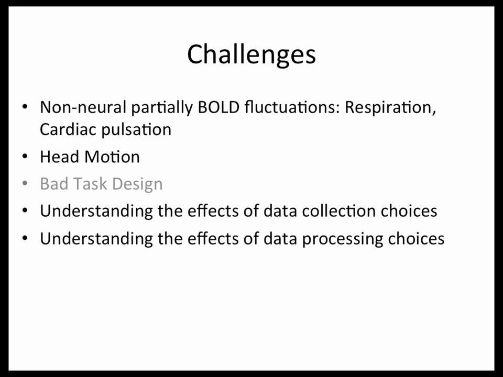as opposed to what to fix. So we've got these non-neural, partially BOLD fluctuations. Respiration and cardiac are actually changing your oxyhemoglobin and deoxyhemoglobin. There's things like head motion. There's bad task design, which I'm not covering at all, but it could be a big issue in understanding why things aren't neural. There's understanding the effects of collection, and understanding the effects of processing.